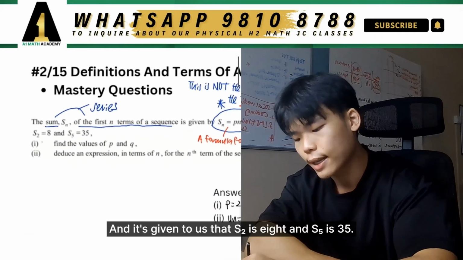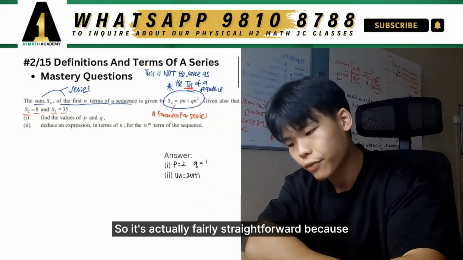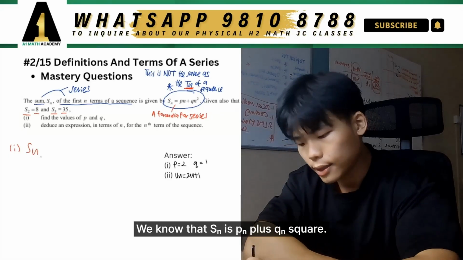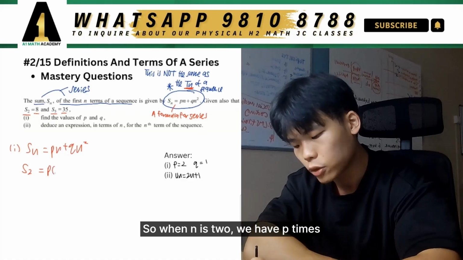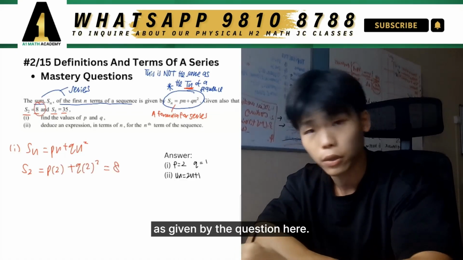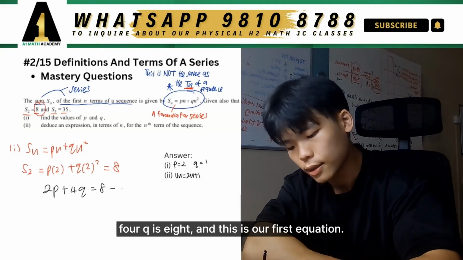Okay, and it's given to us that S2 is 8 and S5 is 35. So how do we find P and Q? It's actually fairly straightforward because now we know the form as such, right? We know that Sn is Pn plus Qn squared. So when n is 2, we have P times 2 plus Q times 2 squared, right? And this will give us 8, as given by the question here. So the first equation will just be 2p plus 4q is 8, and this is our first equation.